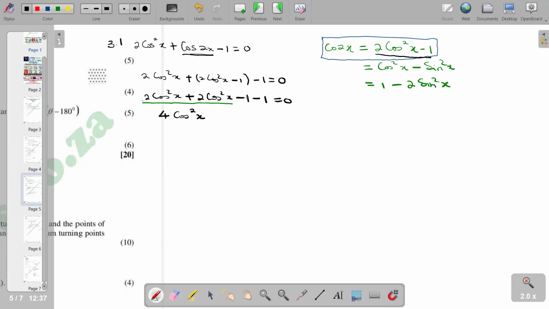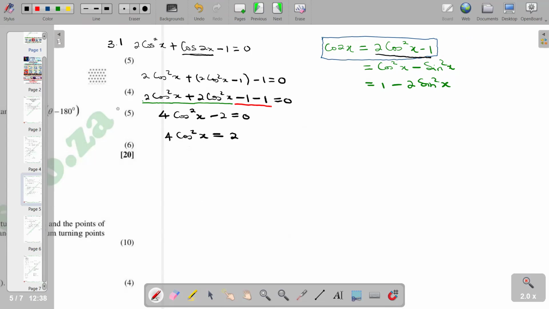They are like terms. Then these last two terms, they are also like terms. So it's minus 1, which gives us minus 2 being equated to 0. And then simplify. So it means our 4 cos squared x is equal to, when you transpose that, it's gonna be 2.